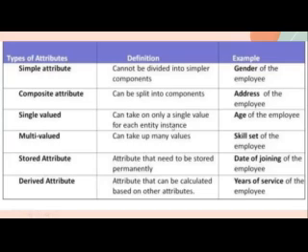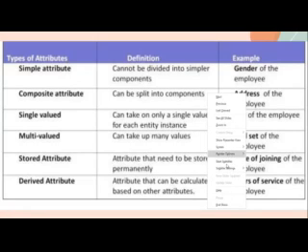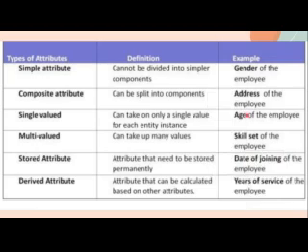A single valued attribute can take only one single value for each instance. Let's say a real-time example, the age of an employee. Then a multi-valued attribute can take many values, for example the skill set of the employee. The employee has skills such as programming knowledge and so on.